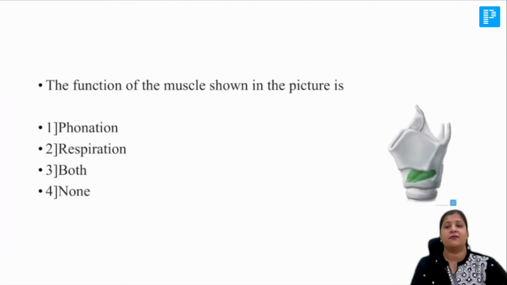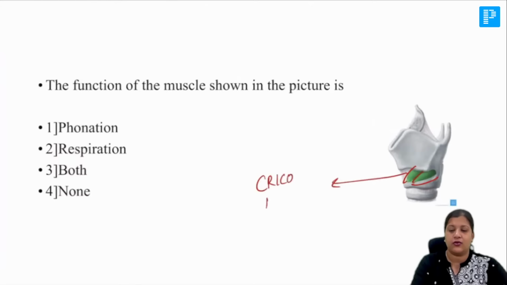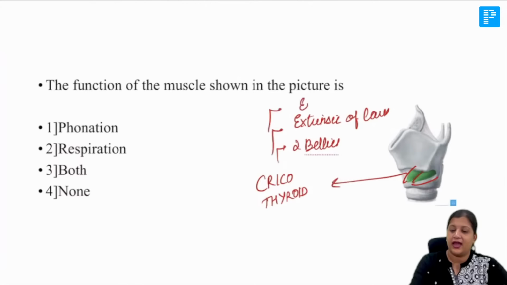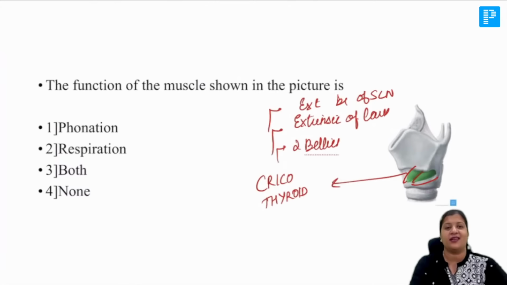Can you all identify the muscle that is shown here? The muscle that is lying on the extrinsic surface of the larynx, having two bellies. What is this muscle? Yes. What is the function of this muscle? See, this is definitely your cricothyroid, because this is the only muscle lying on the extrinsic surface of the larynx, and the only muscle supplied by the external branch of superior laryngeal nerve, because all the other muscles are supplied by recurrent laryngeal nerve.